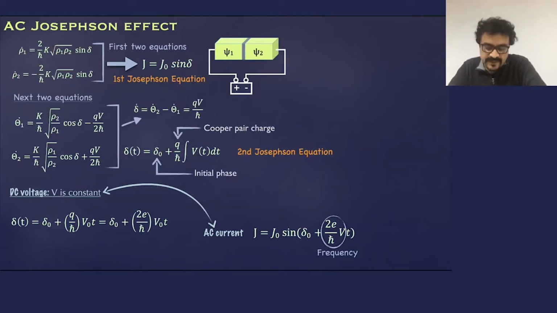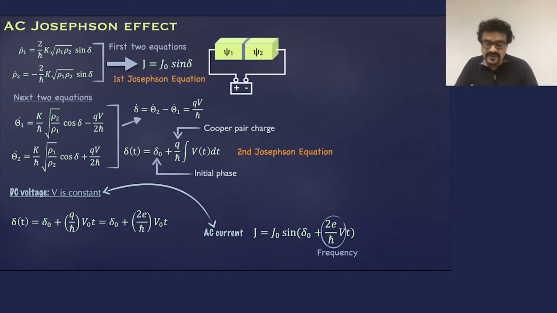So the rate of change of the phase difference, the delta dot, is θ2 dot minus θ1 dot, the difference of these two terms here, which is going to give you qV by h bar, where V is the applied voltage. So what we are seeing here is the rate of change of the phase difference. That is what is going to decide the Josephson current here, as a function of the applied voltage.